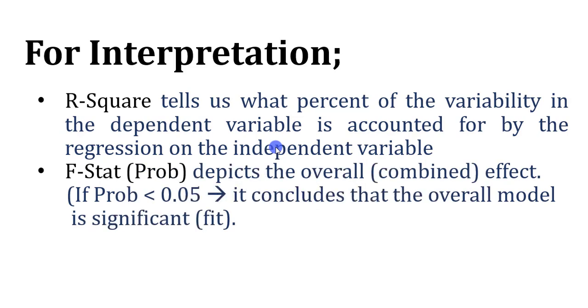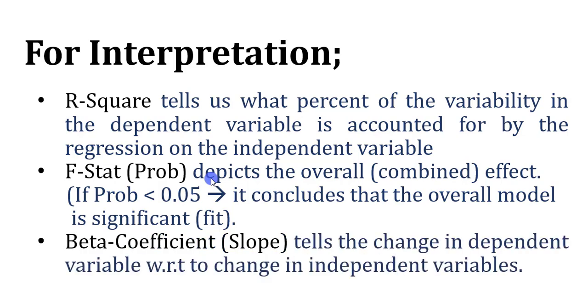The second thing is F-stats. Here we only see the probability, right? As we already know, the significance level is 0.05 or lesser. So let's see what F-stats is first. It depicts the overall combined effect of the model. It depicts whether the model is fit or not. So when the probability of the F-statistic is lesser than 0.05, it means it is significant and the overall model is fit.